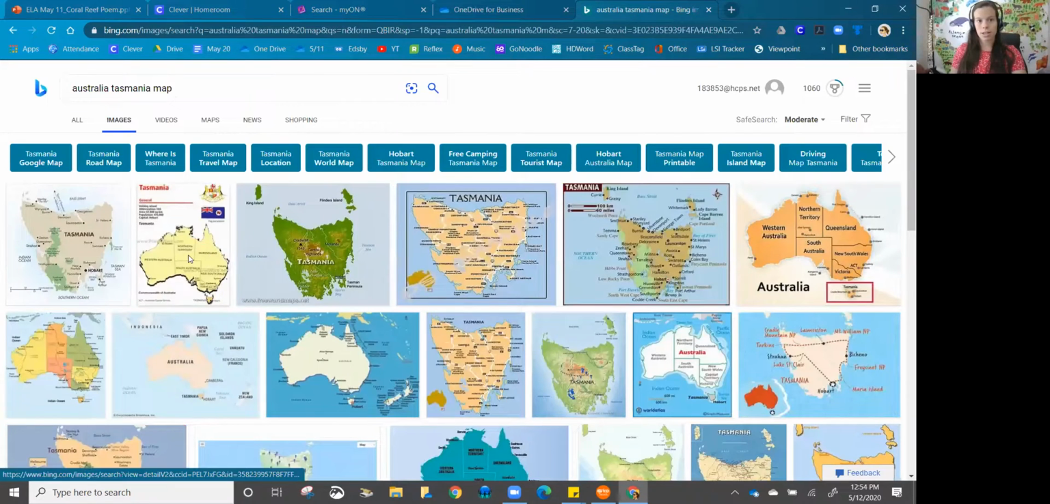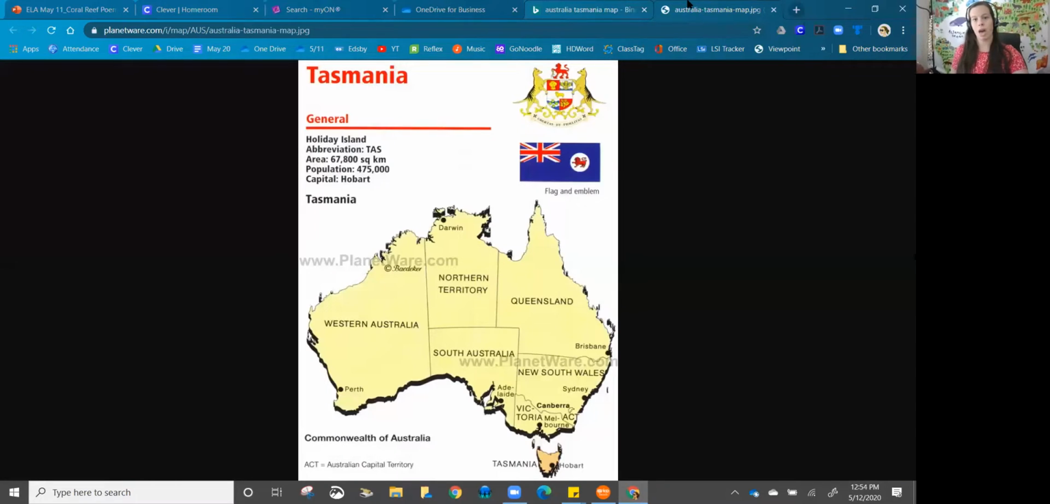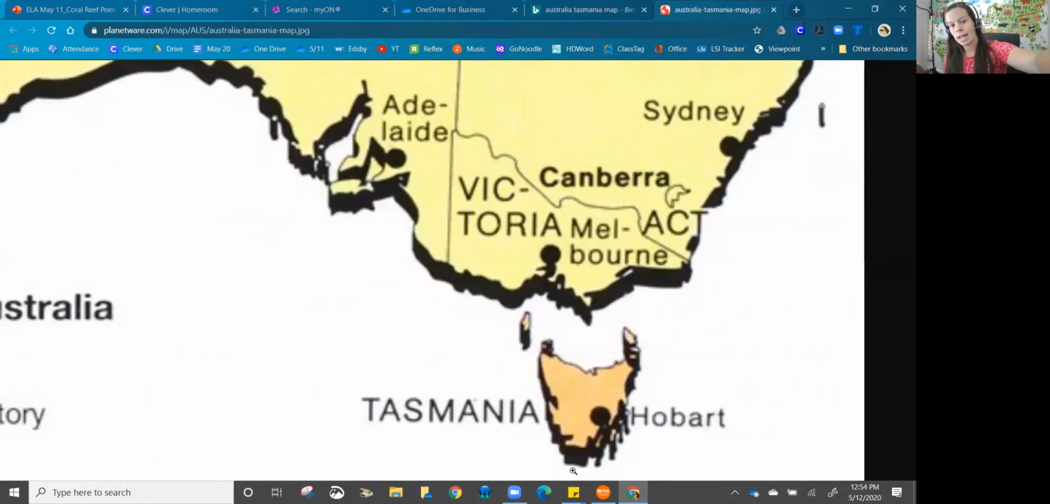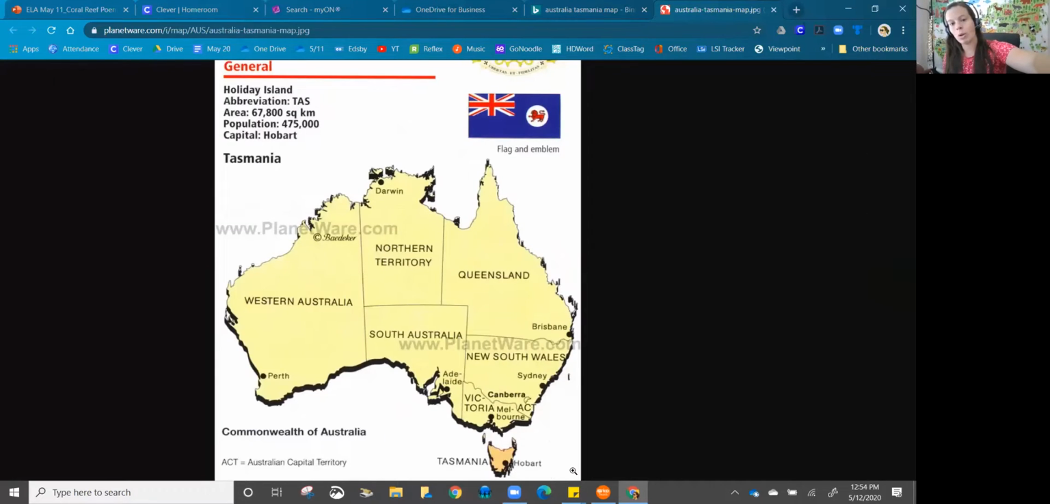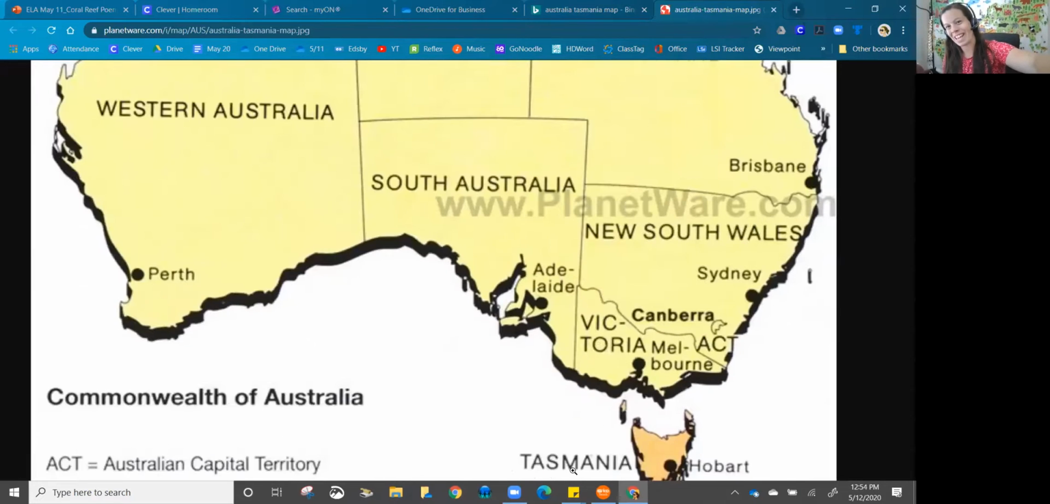Here is the map of Australia. Let me see if I can just make that bigger. Yeah, there we go. And Tasmania is down here. See, down there? That's Tasmania. It's really cool. We haven't been able to explore there yet, so I want you to watch that video so you can get ready to explore Tasmania a little bit.